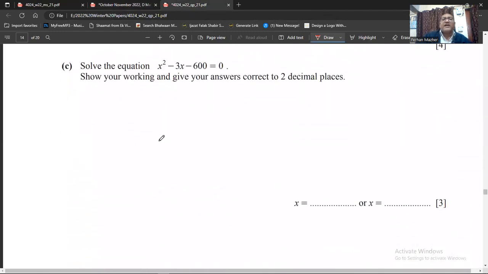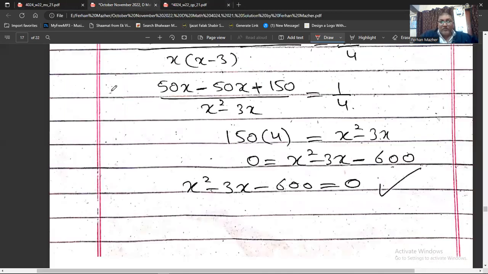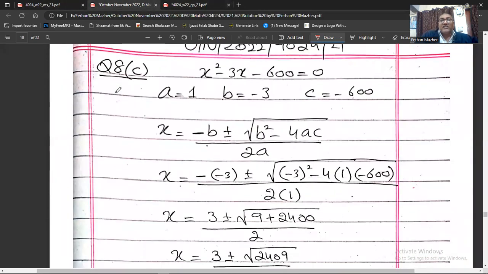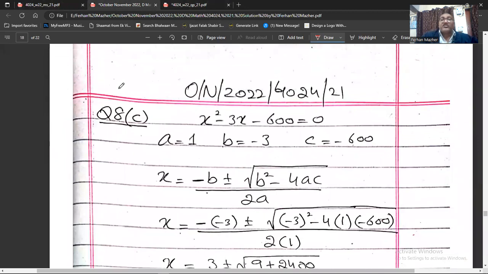In the C part, he says solve the equation x squared minus 3x minus 600 equals 0. Show your working and give your answer correct to 2 decimal places. 3 marks question. So I'm going to apply the quadratic formula. This is a quadratic equation: x squared minus 3x minus 600 equals 0. A is equal to 1, B is equal to minus 3, C is equal to minus 600. So I will apply the quadratic formula.